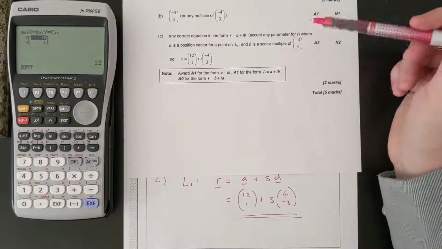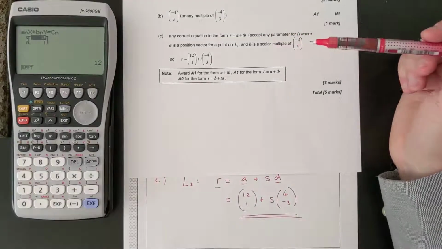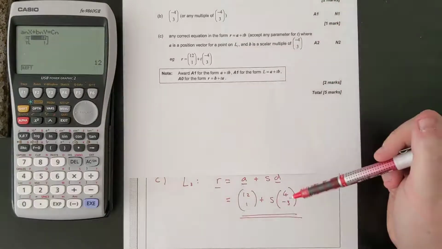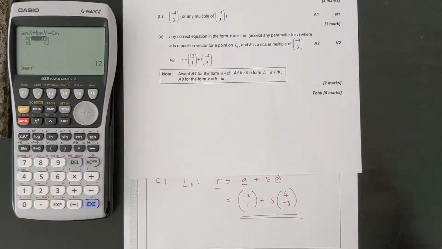And then part C, I get a mark for any correct equation: r is a plus tb, any parameter for t. You might see lambda, that's quite common, where a is a position vector for a point on L1, and b is a scalar multiple of (minus 4, 3). So my example works there, as does their example. And that's 5 marks in question 2.